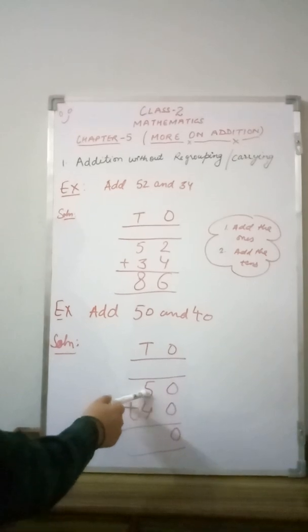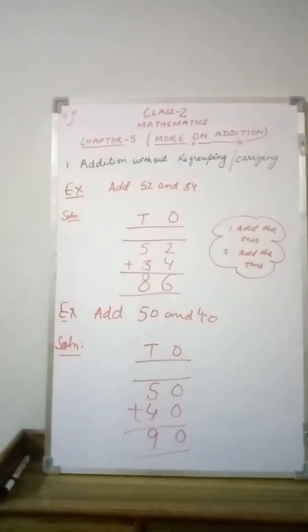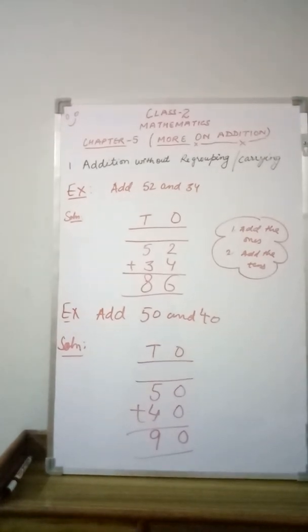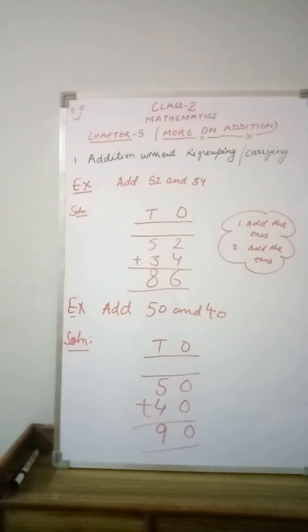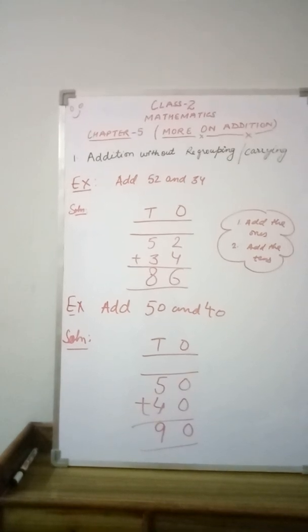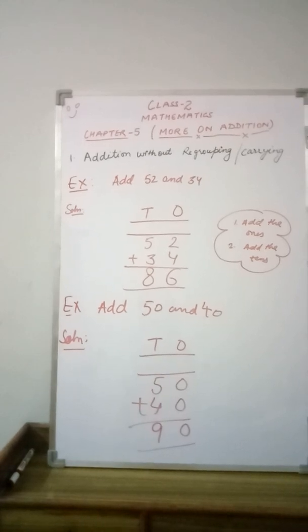Now come to the tens place. 5 plus 4 here is 9. So in this way you can also add two numbers with the help of this method. This is called addition without regrouping, without carrying. We are not making a group of tens in the ones place. So this is the method.